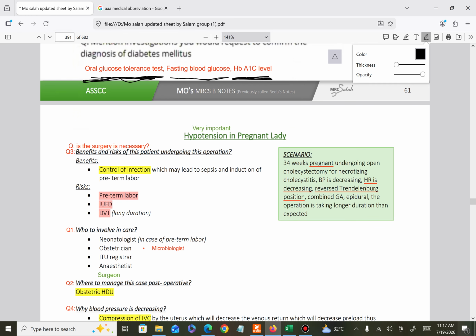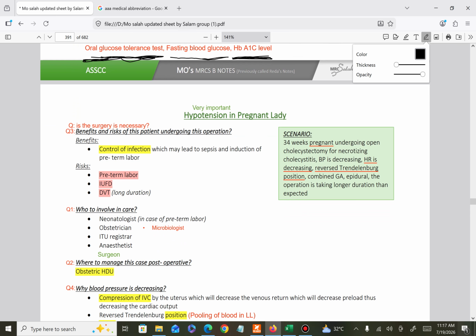Okay. Now the next station in critical care is hypotension in a pregnant lady. The scenario is this: a 34 weeks pregnant woman is undergoing open cholecystectomy for necrotizing cholecystitis. BP is decreasing, heart rate is decreasing, she is placed in reverse Trendelenburg position, with combined GA and epidural. The operation is taking longer than expected.